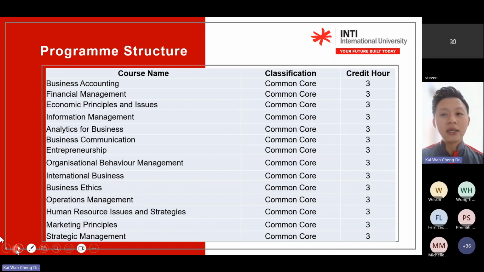So in terms of program structure, we have 4 classifications. The first category, we call it common core. Common core means, when you look at the list here, regardless of your major, whether you are in business administration, international business, human resource management, or marketing, this is the course list you have to complete regardless of your major. So we call this common core. Maybe you can take a screenshot and keep it for your reference. All right.